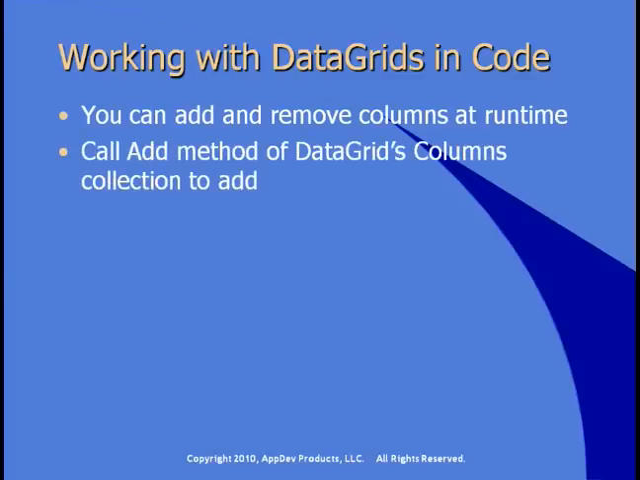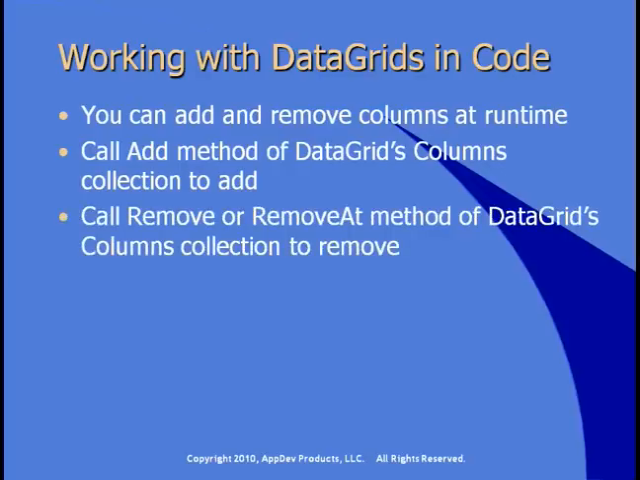You can add columns by calling the add method of the data grid's columns collection. And then to remove a column, you can call the remove or the remove at method of the columns collection. If you call remove, you're going to pass the column object. If you call remove at, you'd pass an index.